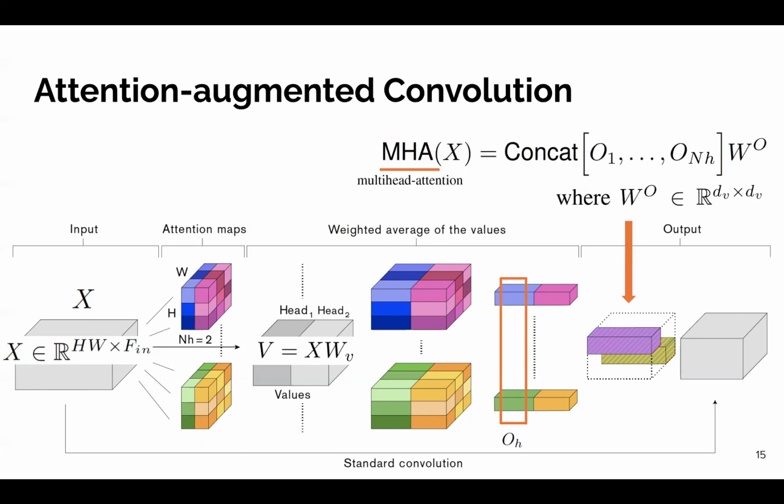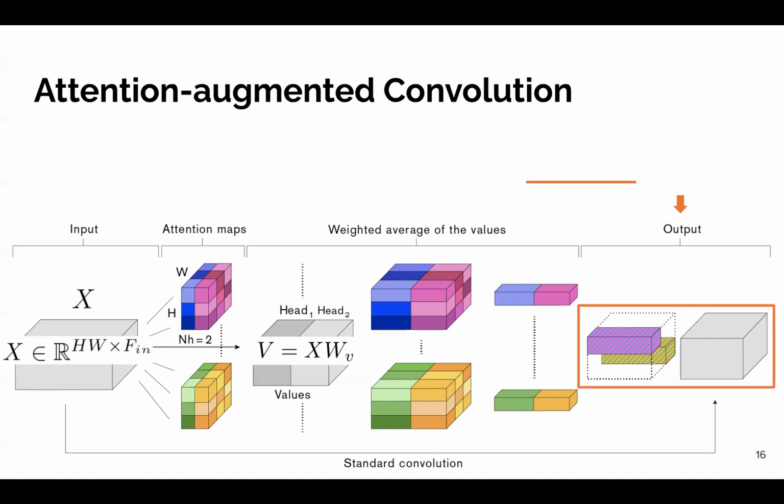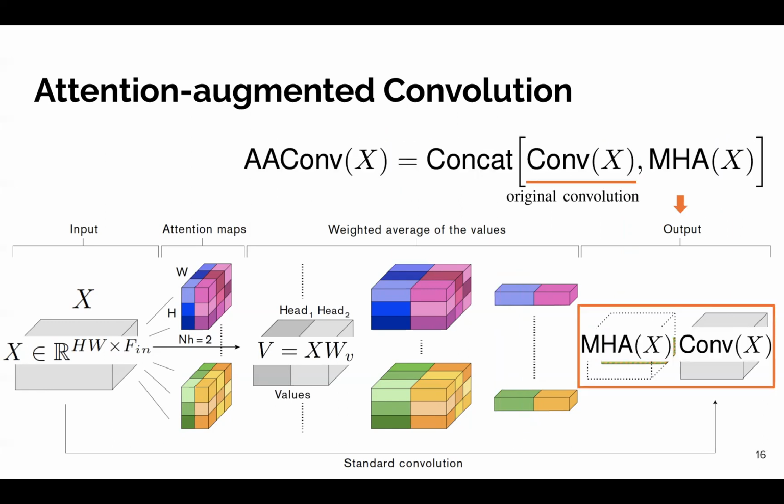The results are then concatenated and reshaped or mixed with pointwise convolution. WO is another learned linear transformation for mixing the contribution of different heads in multi-head attention. On the other side, a standard convolution is applied in parallel to multi-head attention, and the outputs are concatenated. This is because the best results in the control experiments were attained when combining both.